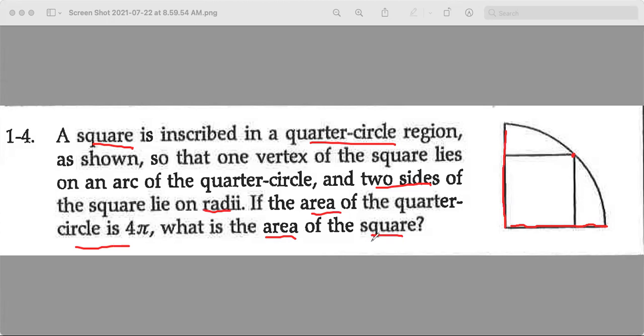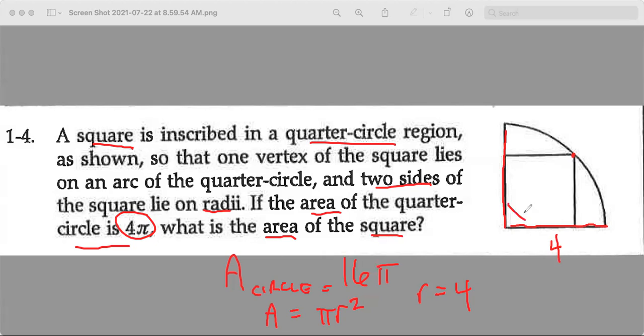So if the area of a quarter circle is 4 pi, doesn't that mean that the area of the whole circle is 4 times that big, which is 16 pi? And if we know that our formula for area is pi r squared, and the area is 16 pi, it must mean that the radius is 4. That's the radius of the circle. So that means that this whole red line is 4, right?